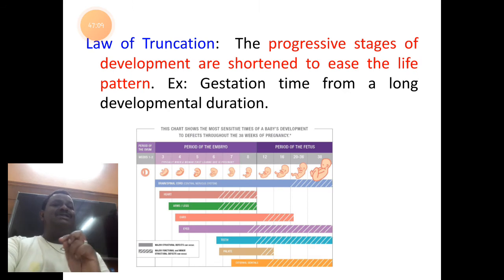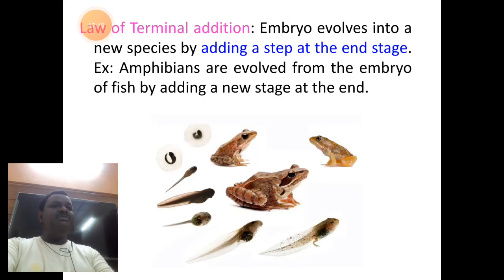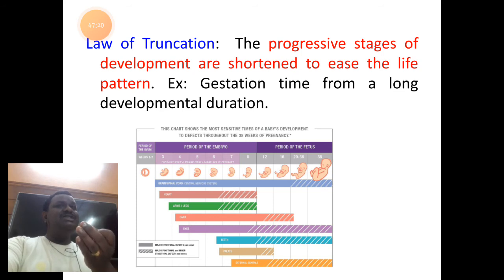There is one more law that supports ontogeny repeats phylogeny. So the law of correspondence, the law of truncation and the law of terminal addition. These three laws support the biogenetic law. Okay. So the law of truncation is a concept associated with the biogenetic law of Haeckel. It refers to the progressive stages of development getting shortened to ease the life pattern of an organism. So during the developmental stages, certain stages get shortened in their period of time.